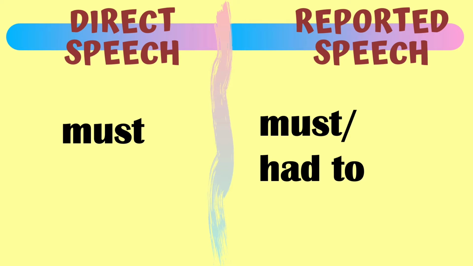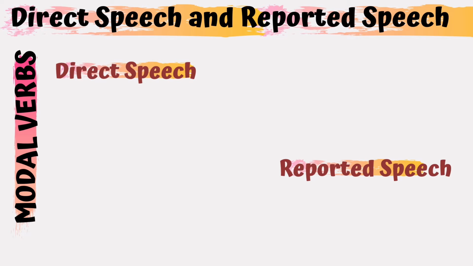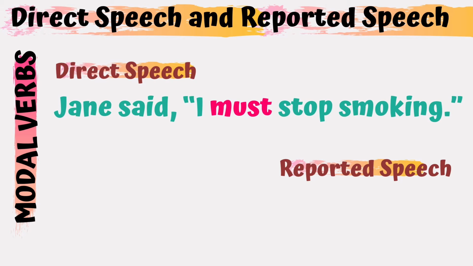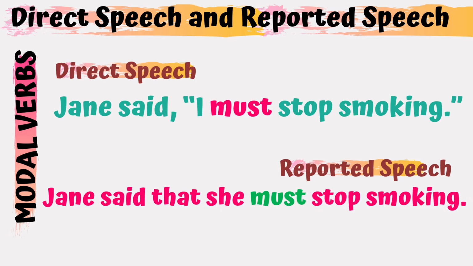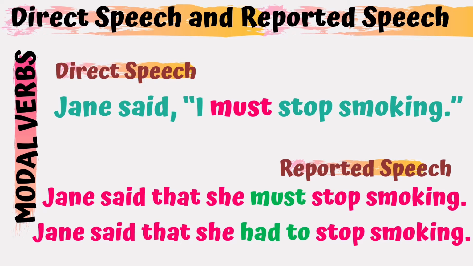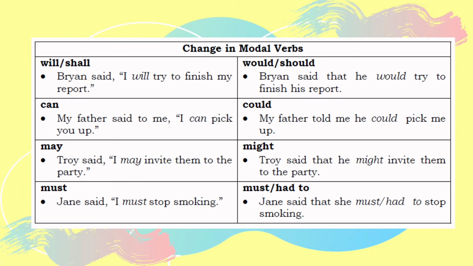If the direct speech uses the modal must, this can still remain as must in reported speech or change to had to. Example: Jane said, I must stop smoking. The reported speech will be, Jane said that she must stop smoking, or Jane said that she had to stop smoking. Here is a table of changes in modal verbs for direct and reported speech.